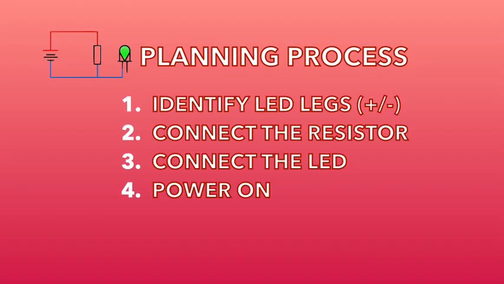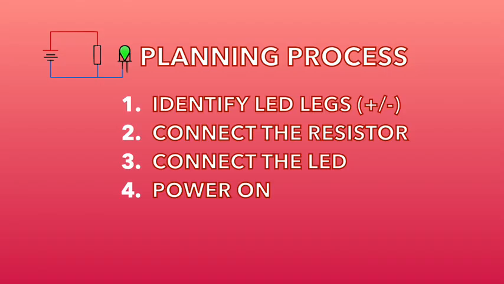Then connect the short leg (negative, cathode) of the LED back to the negative terminal of the battery using a jumper wire. This completes the circuit loop. Now, the power on process is simple. Once all connections are secure, the circuit is still off until the loop is complete.